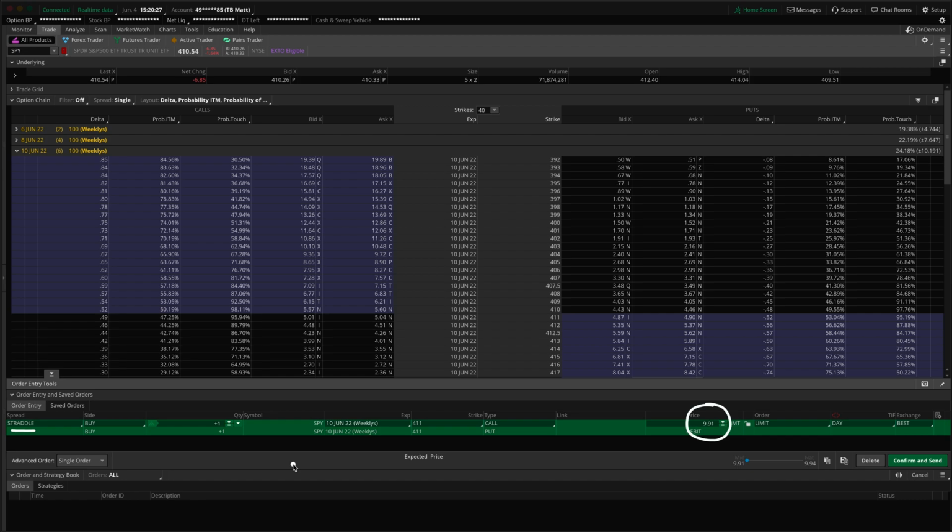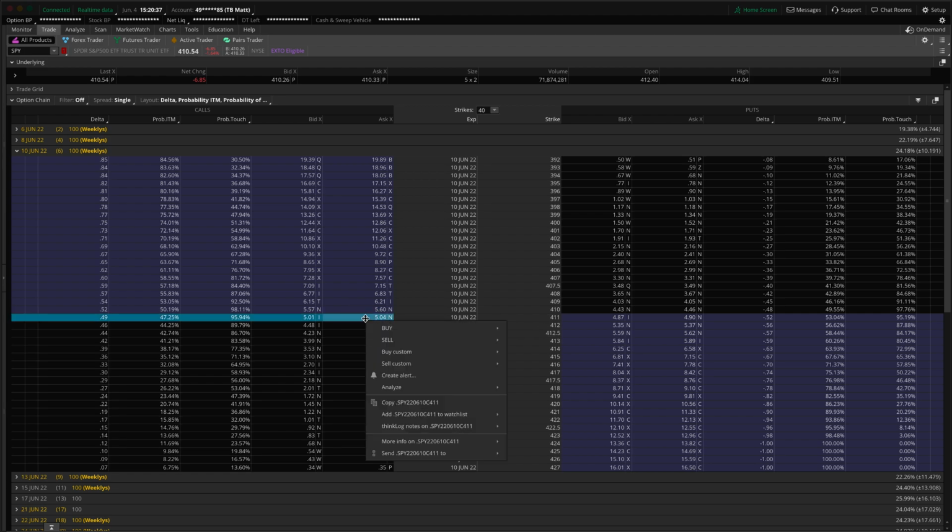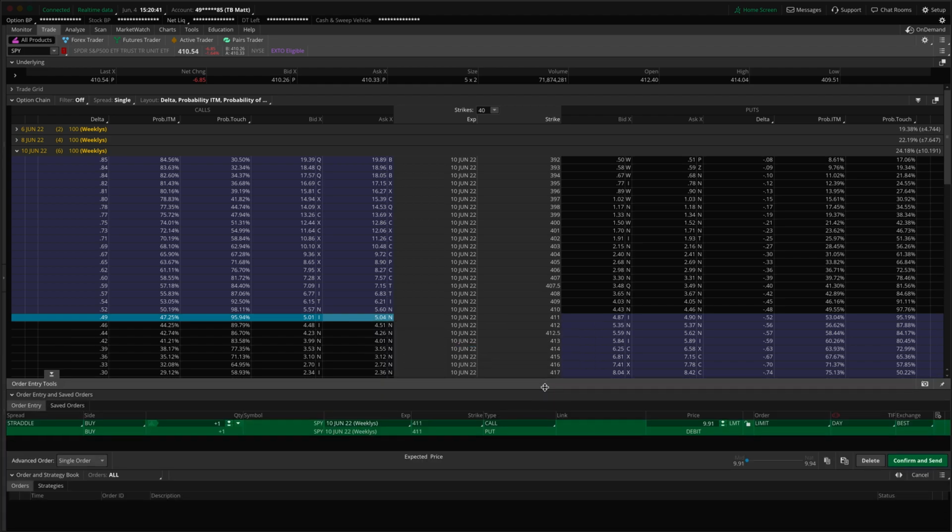If you don't have the ability to press Control on your keyboard and add multiple legs at the same time, I'm going to delete this. You could do the same thing by coming to your 411 strike, right-click on where it says Buy, go to Buy, and in here you want to pick Straddle, and you'll see the same thing comes up. So we have our straddle. It is the 411 strike right here.